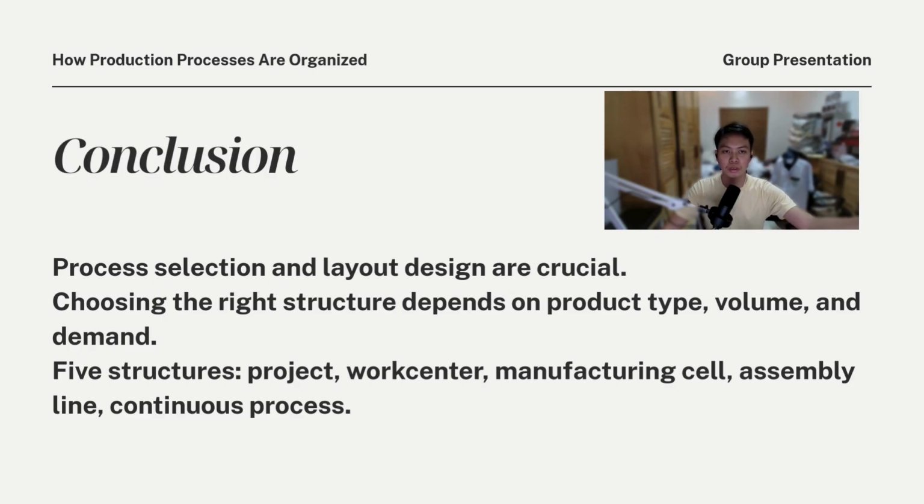Conclusion. In summary, process selection and layout design are crucial in determining how efficiently a product or service is delivered. Choosing the right structure, whether it's project, work center, manufacturing cell, assembly line, or continuous process, depends largely on the product type, volume, and customer demand.